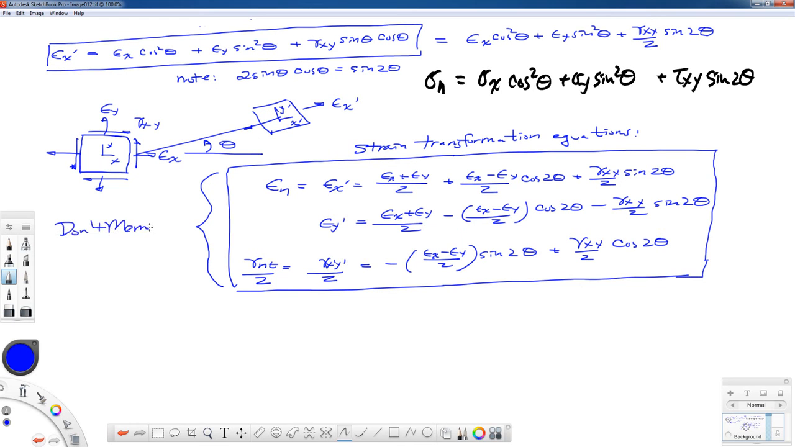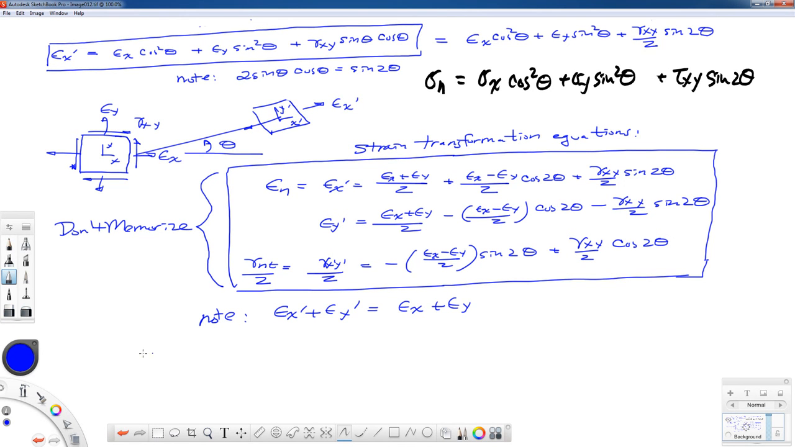Now that said, you need to know how to apply these equations in case you need to program them into a spreadsheet or a computer program or something like that. There's a couple things that I want to point out about these equations. Just like we had for stress, if we were to add epsilon x prime and epsilon y prime together, we will get epsilon x plus epsilon y. See how those two terms there will cancel out, and the average strains will add together to make epsilon x plus epsilon y.